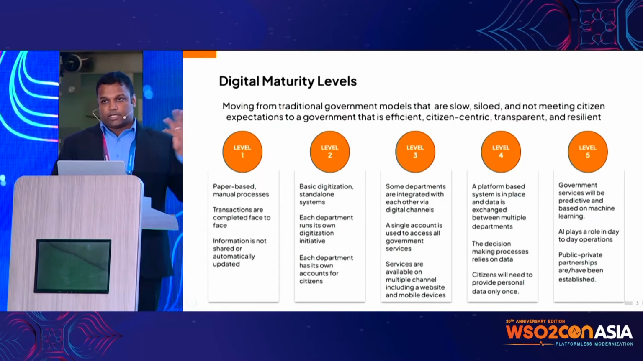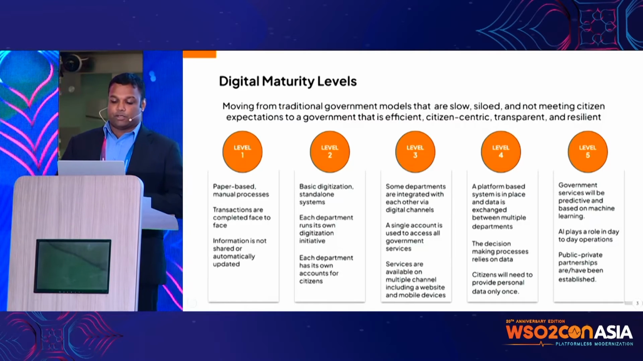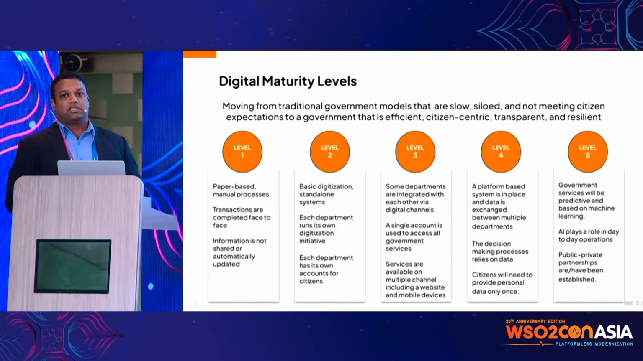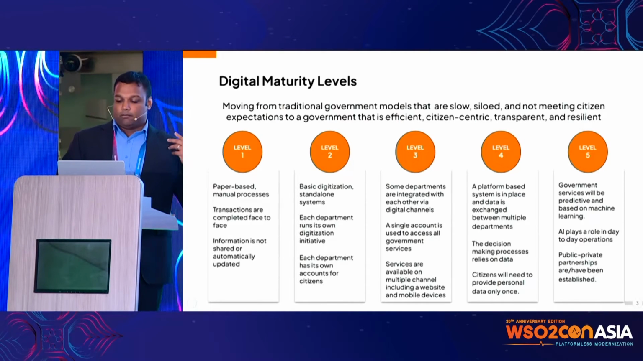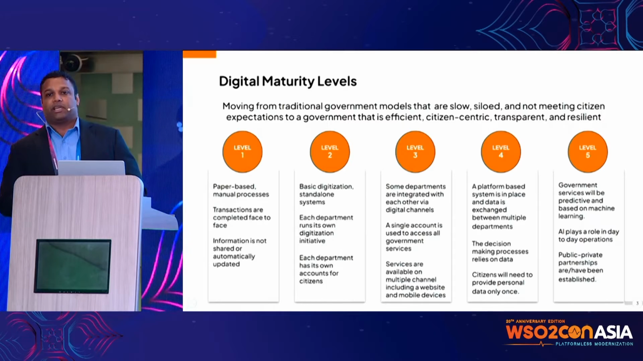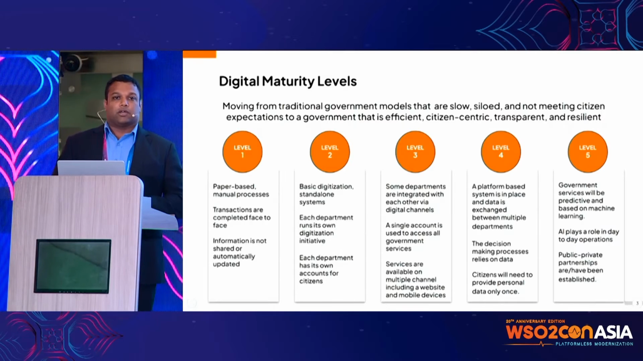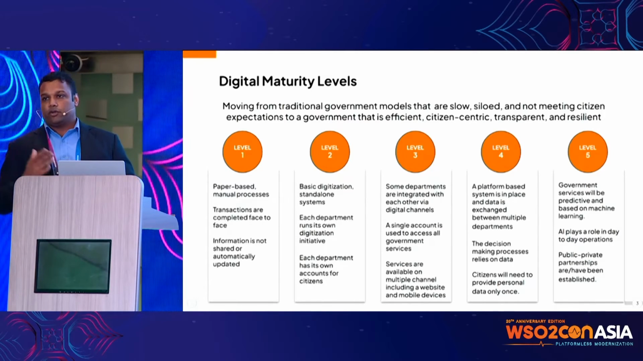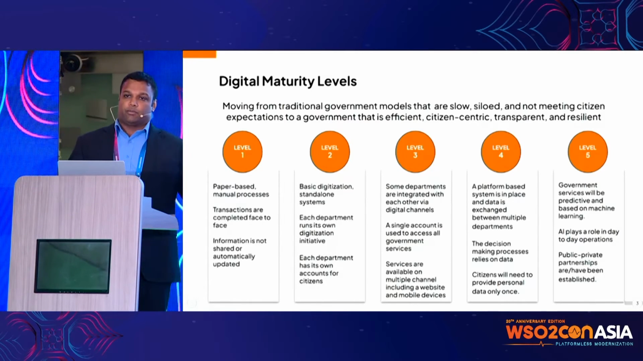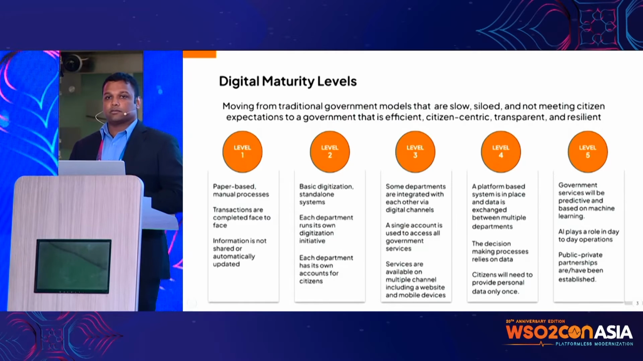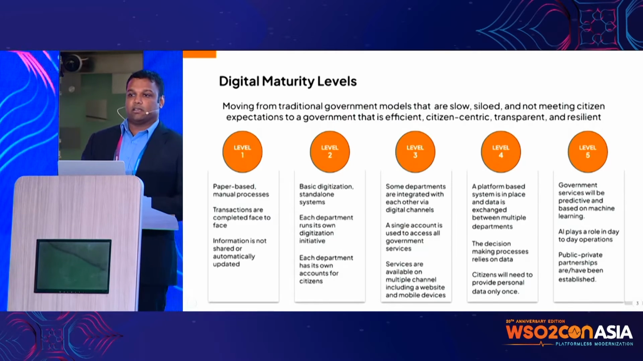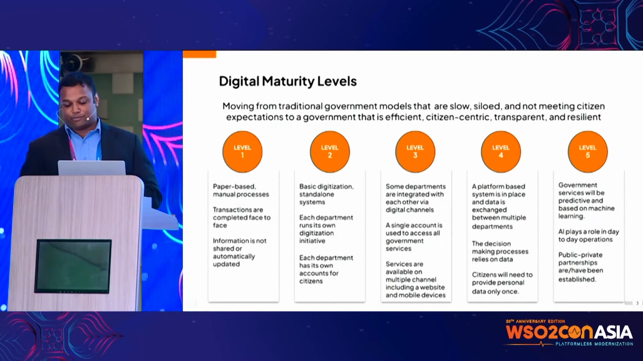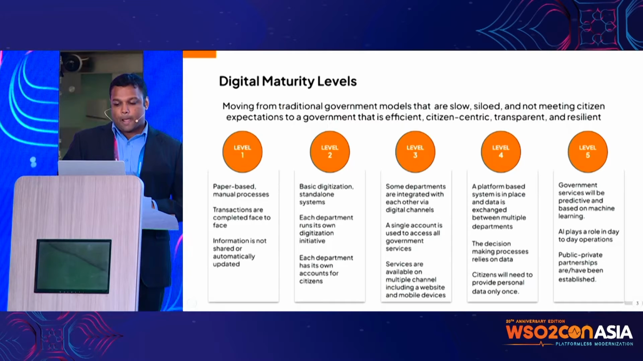The most mature level of digitization would be when government services are predictive. Machine learning and AI start playing a part. Think about South Korea, for instance, where your interaction with the government is through the metaverse and an avatar. Right? It's no longer visiting a government office and filling out a form. It's very different to that.